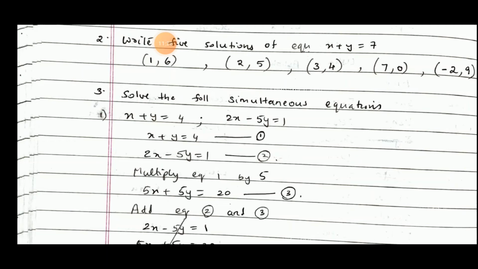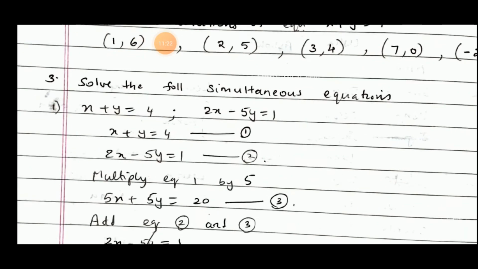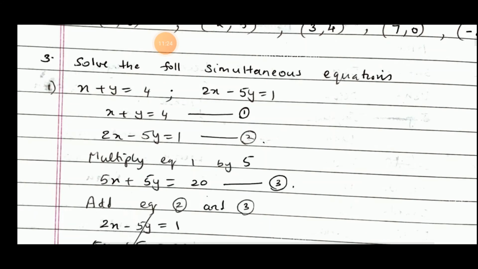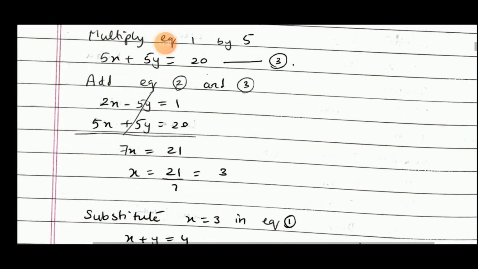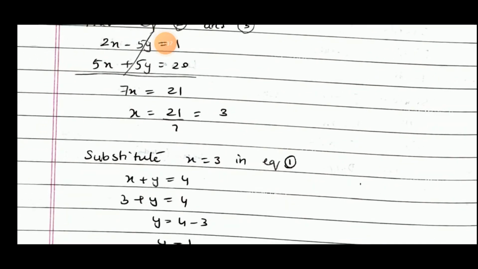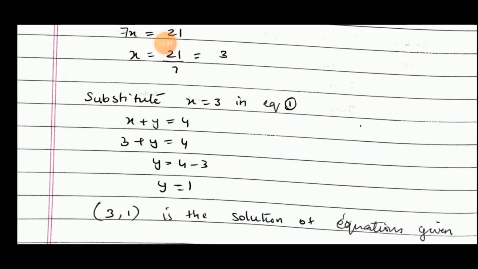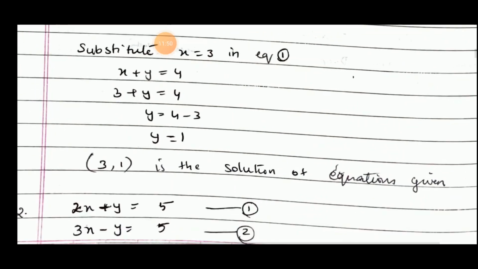Now from equations 2 and 3 you see the coefficient of y is the same with the opposite sign. So adding 2 and 3 you will get, y will be eliminated, 7x is equal to 21, x will be equal to 3. So substitute x is equal to 3 in equation 1, x plus y is equal to 4, y will be equal to 4 minus 3, that is equal to 1. So (3, 1) is the solution of the equations given.